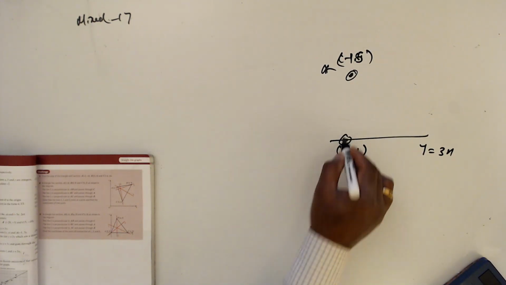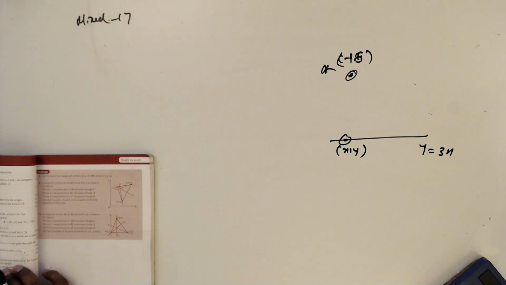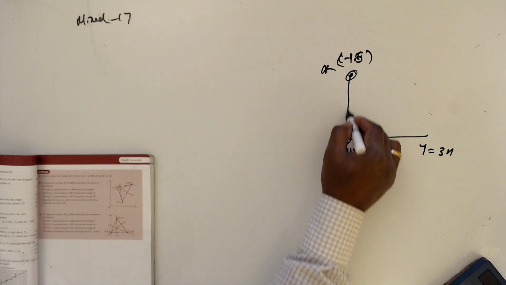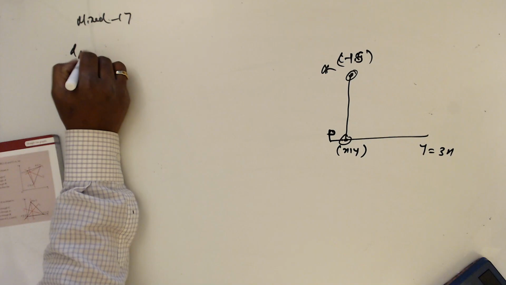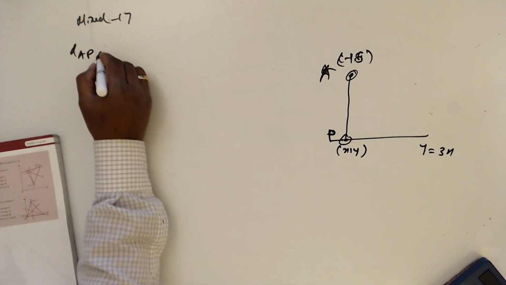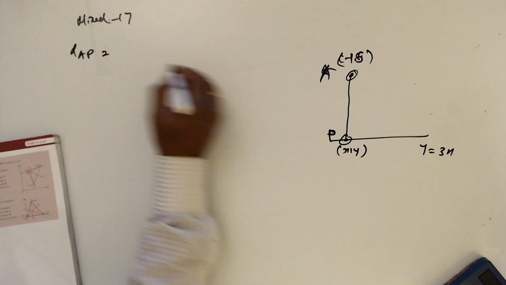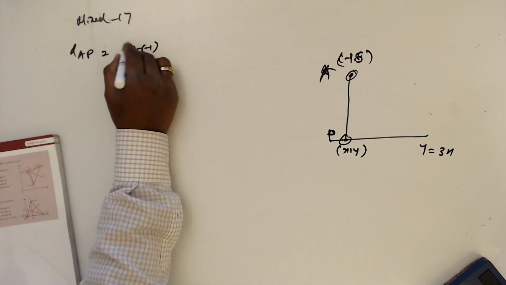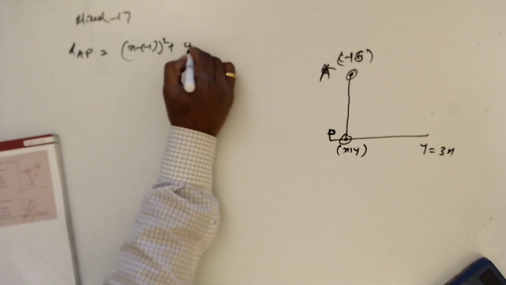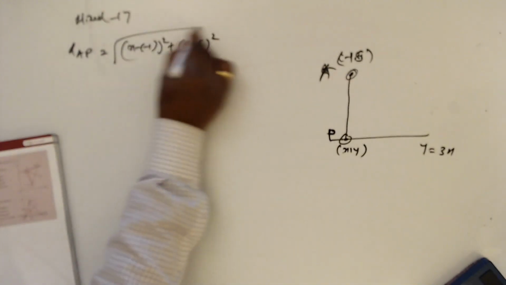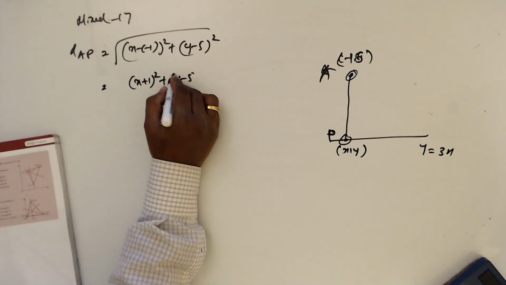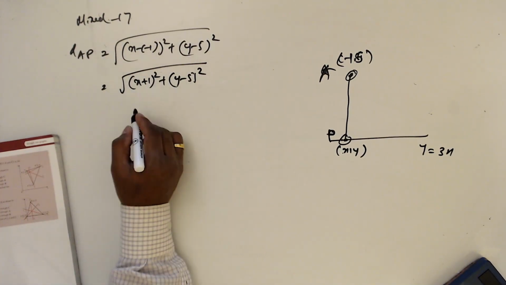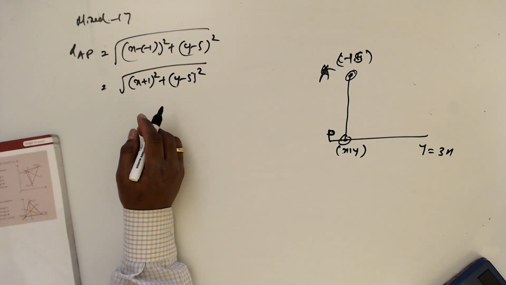This is another point x and y. Write the equation in terms of x, the distance between this point and this point. I will call this P point. So DAP, this is A, equals the square root of x minus 1 squared plus y minus 5 squared, plus the square root of x plus 1 squared plus y minus 5 squared. So this is the equation.